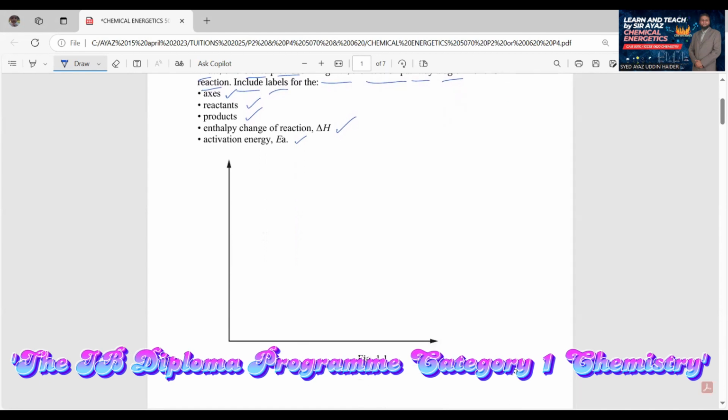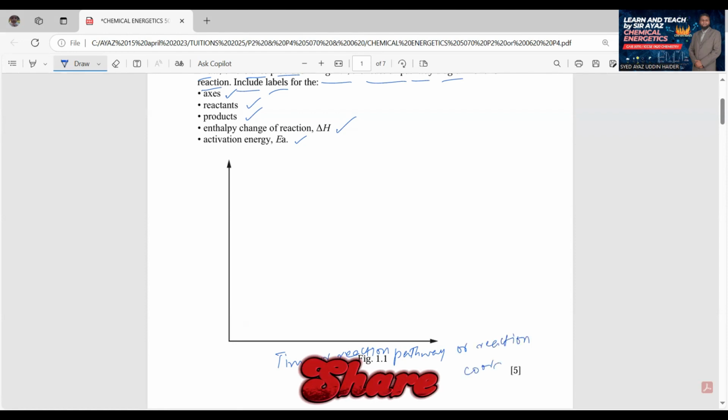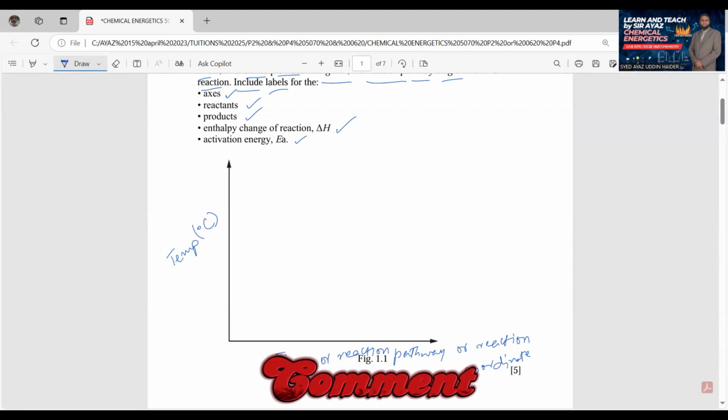So first of all, I have to show the axis. On the x-axis, what do you have? You can have time, or reaction pathway. You can even write reaction coordinate on the x-axis. On the y-axis, you have energy change, or temperature in centigrade for energy. Now the axes are done. But they are saying show reactants.